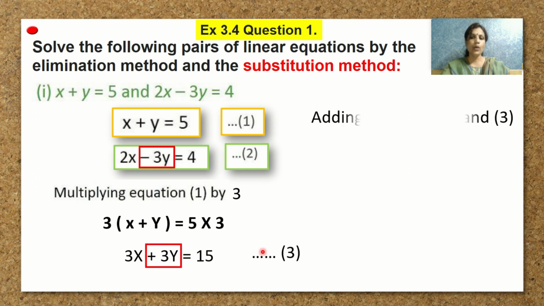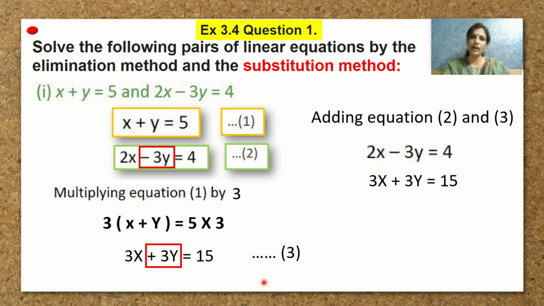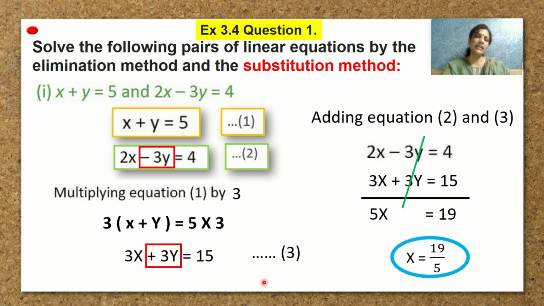So let's see. Equation 2 is 2x minus 3y is equal to 4. Equation 3 is 3x plus 3y is equal to 15. Let us add this horizontally. So when you add it, now see, minus 3y plus 3y will get cancelled because they have opposite signs. If you actually add now the coefficients of x, we get 5x is equal to 19, and therefore x is equal to 19 upon 5, and we got our first variable. Now the next method is exactly similar.